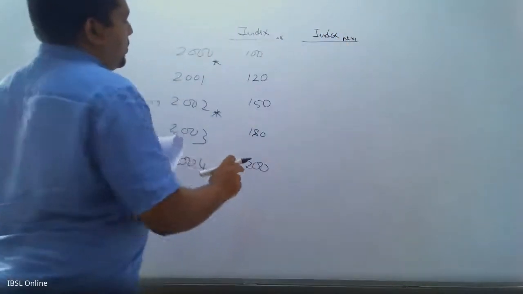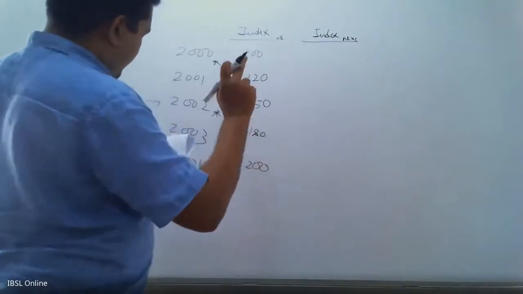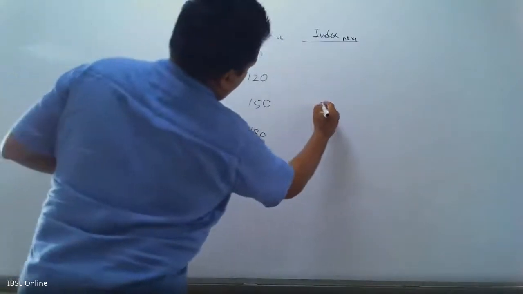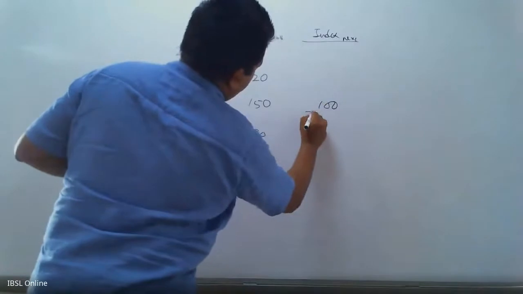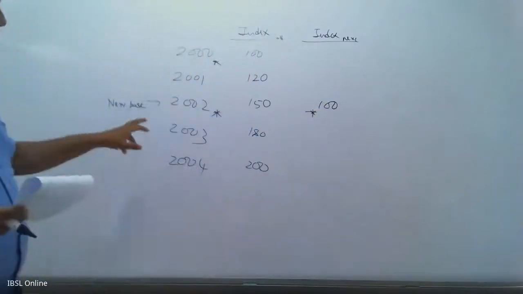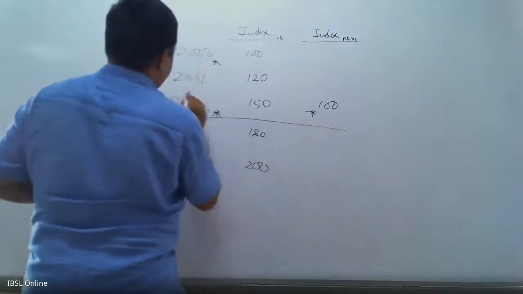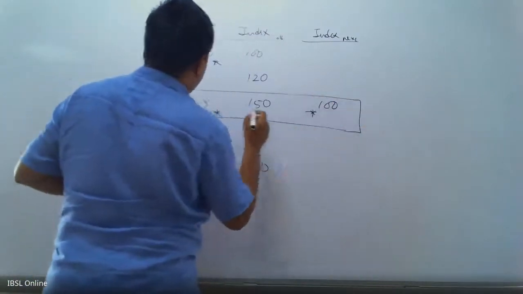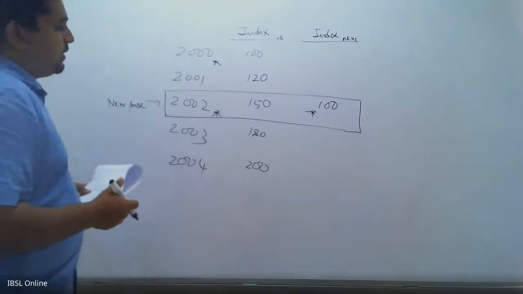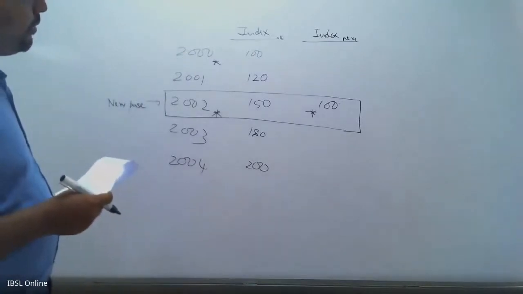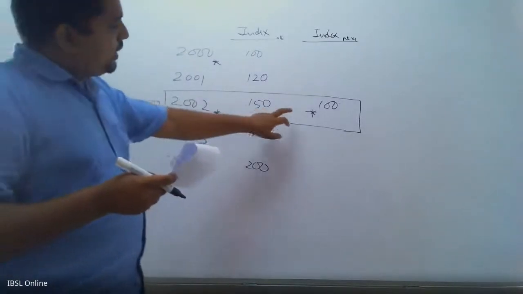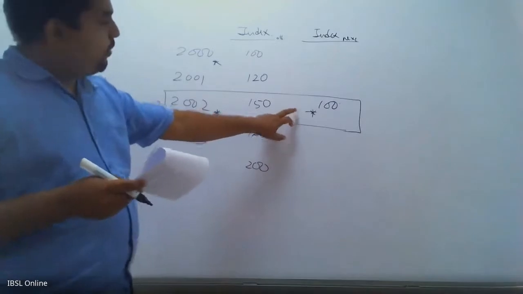Right. So instead of this 150, now this is going to be your new 100. Am I making sense here? Instead of this 150, this is going to be your new base year. Right. So once you have this value here, what do you have to do?